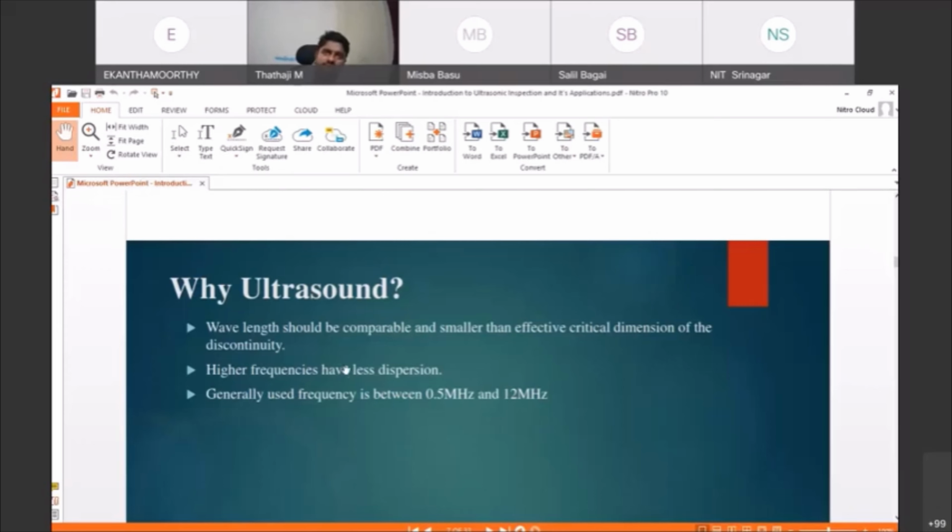Higher frequencies give better resolution; lower frequencies give better depth. It depends on the wavelength. A higher frequency means a lower wavelength, so it can detect even small indications. If it is a higher depth, we have to use lower frequencies, which can travel long distances since the wavelength is more. Here we come to know why we are using only this particular part of the spectrum.